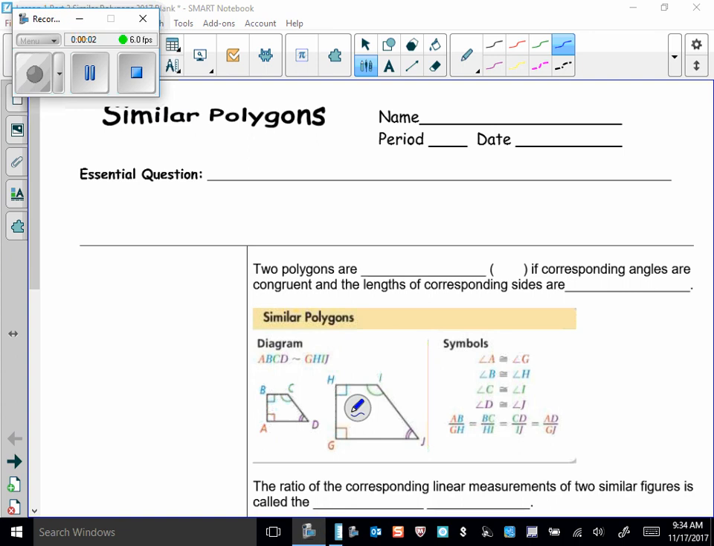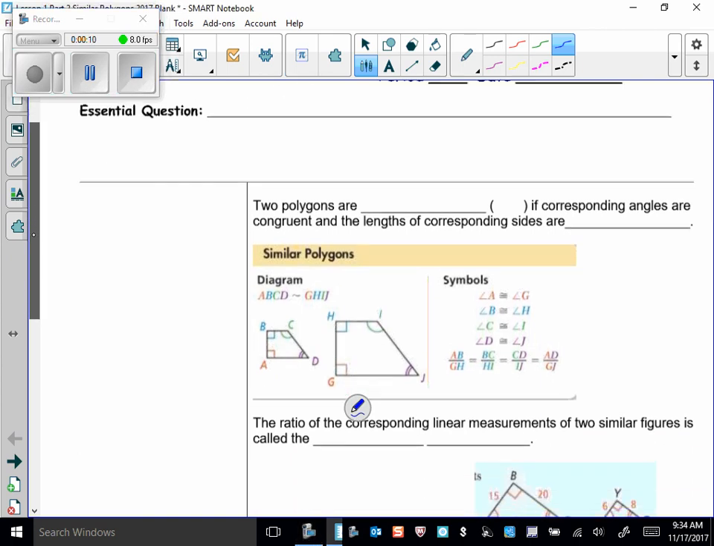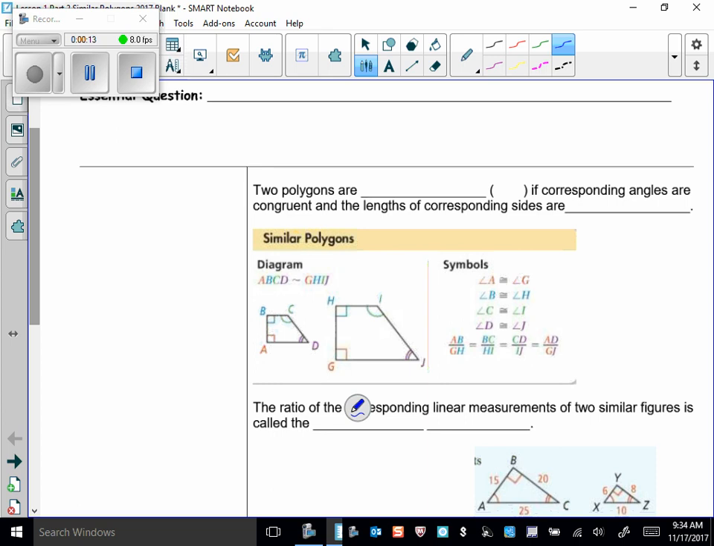Today's lesson is on similar polygons, and we're going to see how we can use our knowledge from the last lesson, ratio and proportion, to put that to work in showing that polygons are similar. Okay, so what does it mean for polygons to be similar?